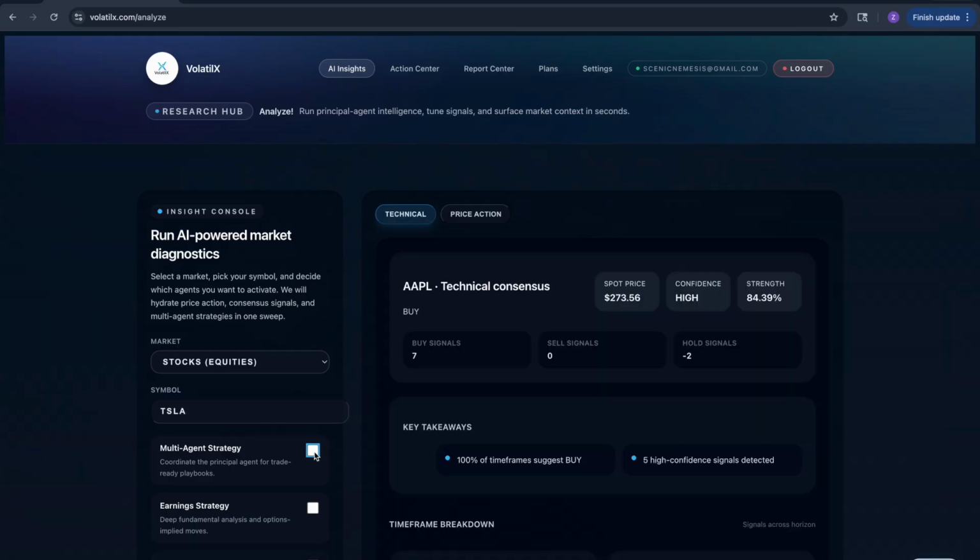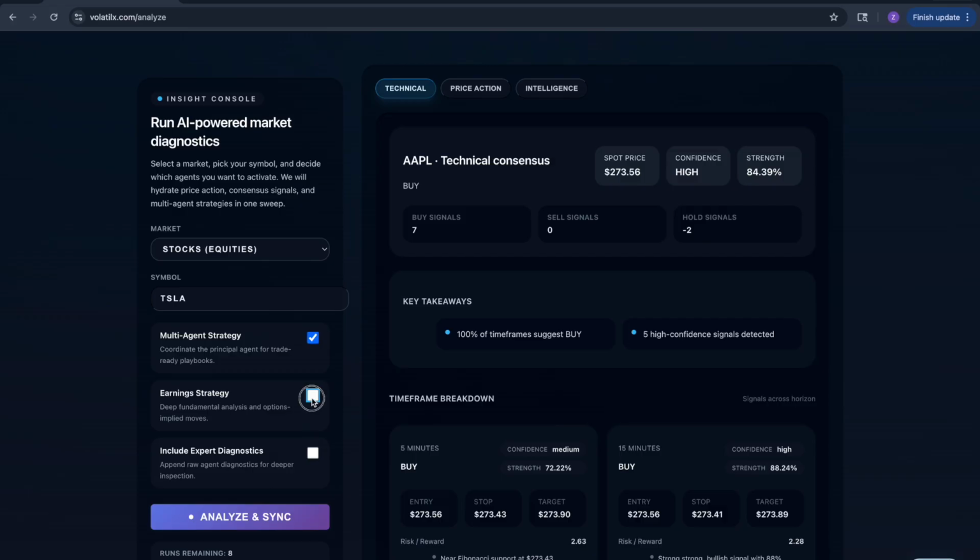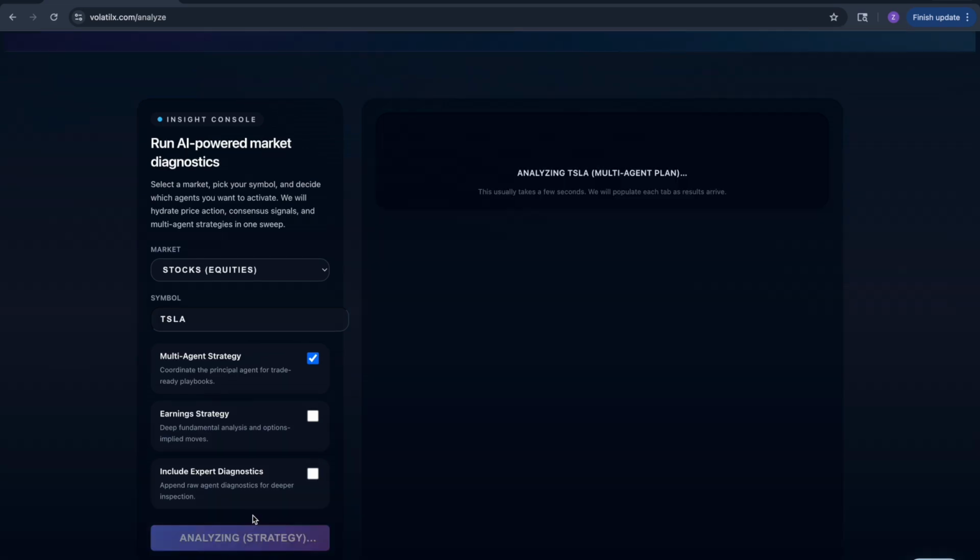Here you have three choices: the multi-agent strategy for daily insights on trading, earnings strategy for quarterly information on trading, and expert diagnostics if you are highly technical and prefer technical information. Then you can hit Analyze and Sync.